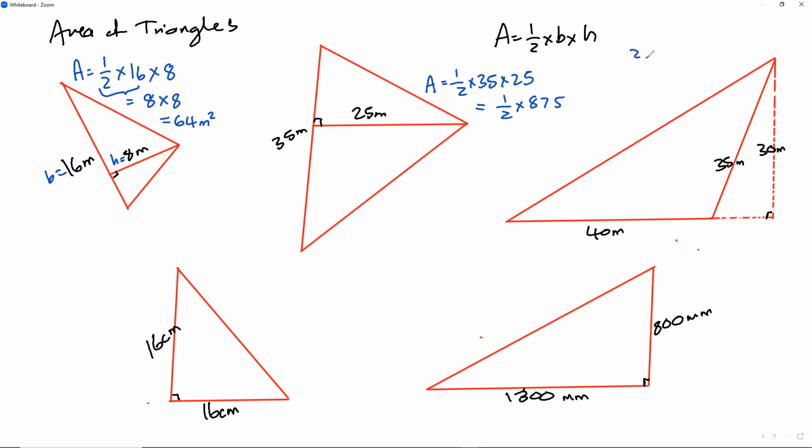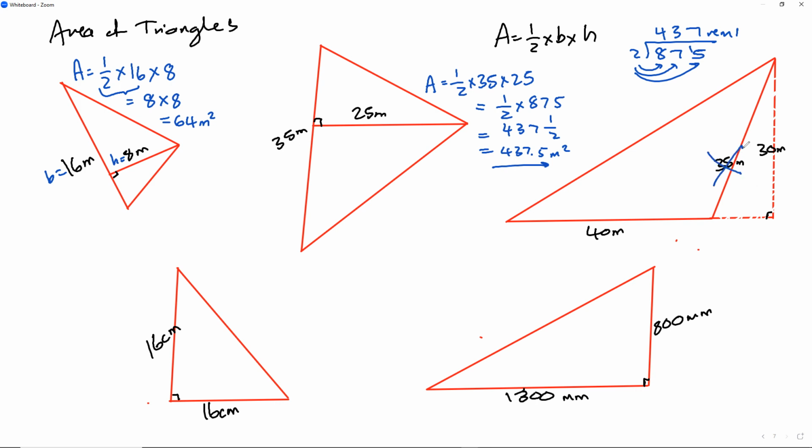And divide 2 into 875. 2 goes into 8, 4. 2 goes into 7, 3, remainder 1, and 2 goes into 15, 7 times, remainder 1 out of 2, right? Out of half. So this is going to be 437 and a half, which is basically 437.5 meters squared. Without a calculator.